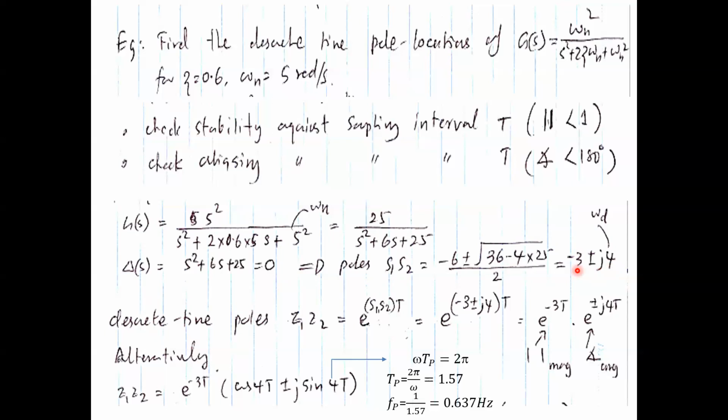Now, if you look at sampling, this 4 is critically important. This omega d is critically important. Now, if you look at this 5, what is that 5? This one, omega n. So this is the natural undamped frequency. It's not something that you see in your response, which is coming out of the plant. What you see is the damped response, because there's 0.6 damping. So therefore, you don't see omega n in the output or response. What you see is this 4 radians per second.